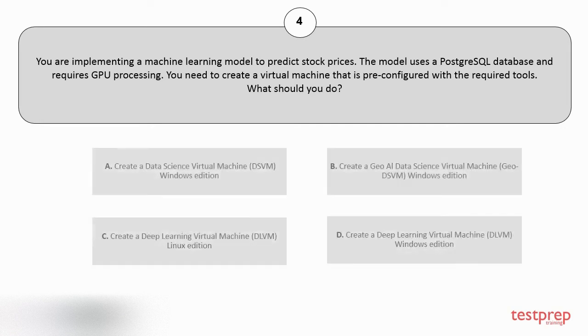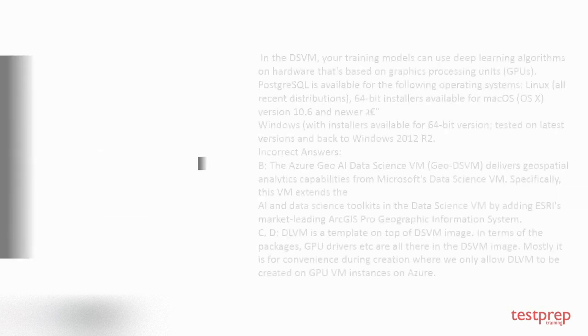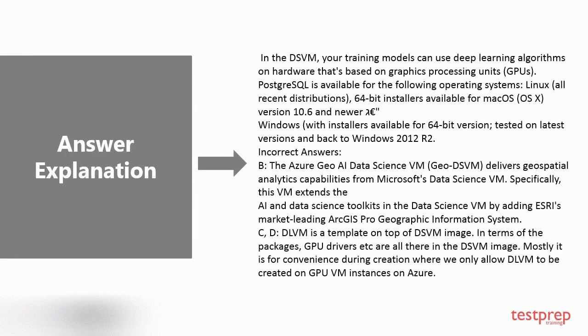Your options are: A. Create a data science virtual machine, DSVM, Windows Edition. B. Create a GPU data science virtual machine, GPUDSVM, Windows Edition. C. Create a deep learning virtual machine, DLVM, Linux Edition. D. Create a deep learning virtual machine, DLVM, Windows Edition. The correct answer is option A. You can refer the following for the explanation of the answer.